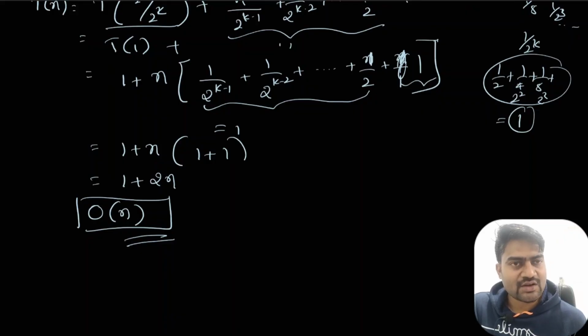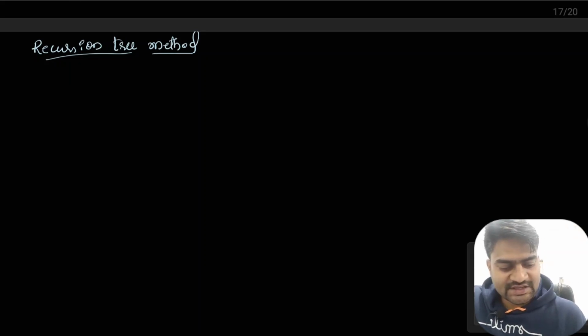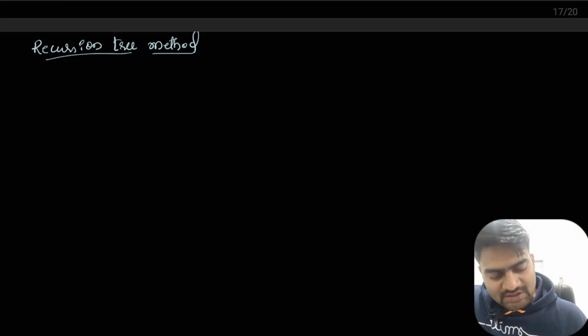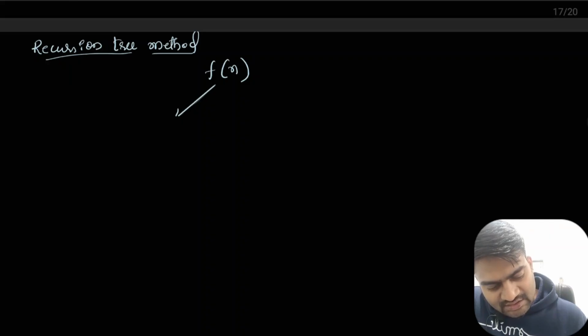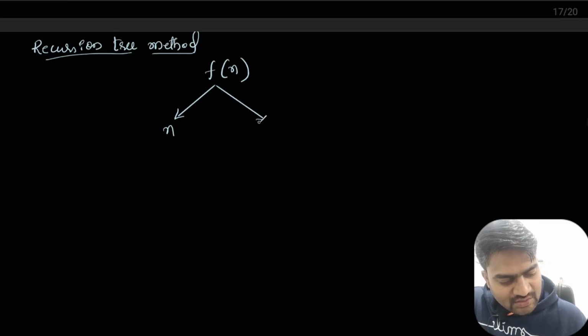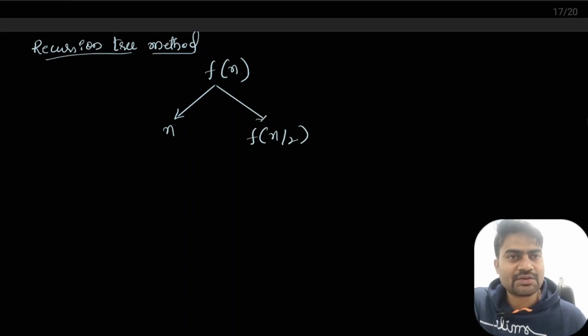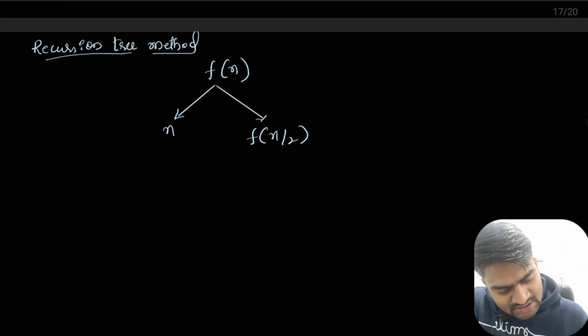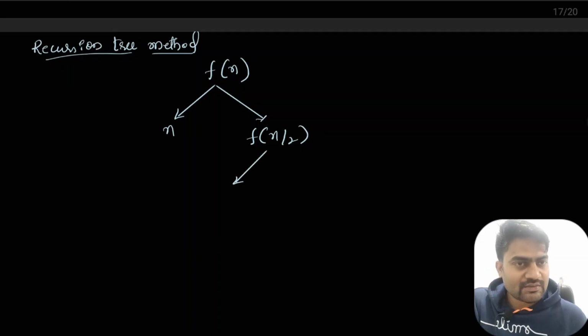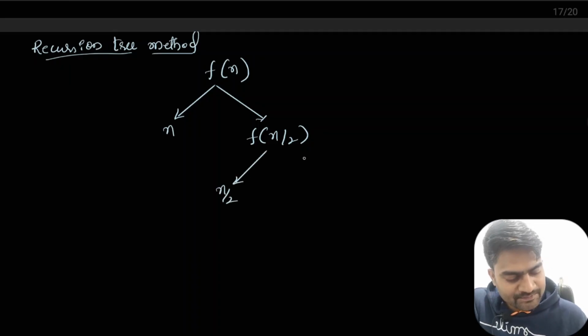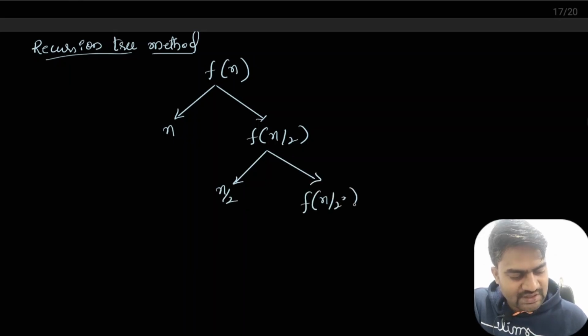Now let us also try to figure out the same using our recursion tree. Okay, now we are using our recursion tree method to find the order. So initially we have function n. What it does, it will do n units of work. Then it will call f(n/2). Correct, right? Now next again it will do n/2 amount of work, and then it will call f(n/2 square).